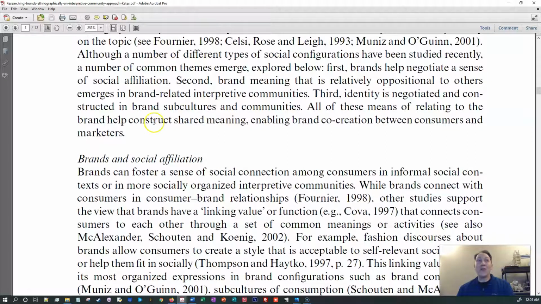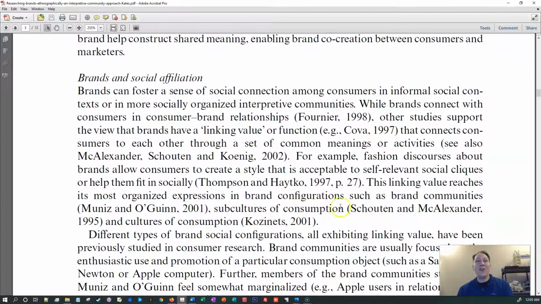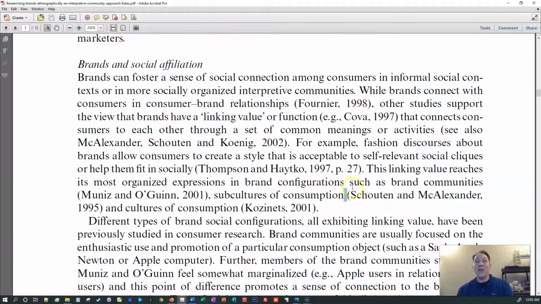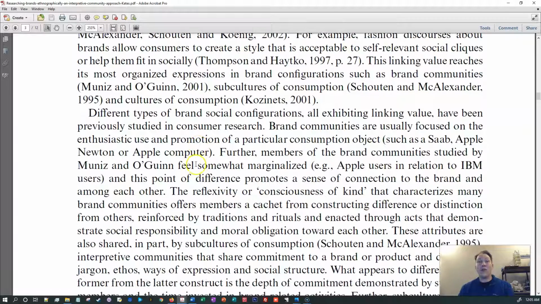of the other articles that we have read. So you're going to see some very familiar names and citations to things. Here we go, like Schouten and McAlexander, or Kozinets, Cultures of Consumption. So some of the things that we have been reading in this class are referenced here, and because you've read these articles and we've talked about them, you're going to get a lot more out of this one than you might with some of the others, because the citations are going to be about things that you are a little more familiar with.